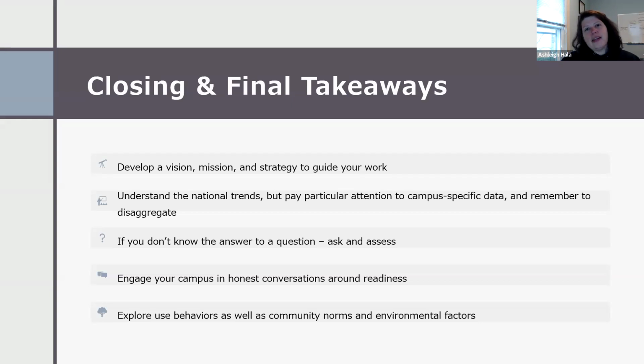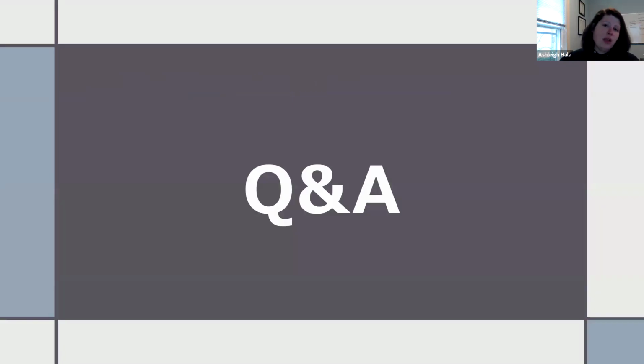Talk to your campus about readiness. I've definitely seen communities where the folks in roles like ours are super ready. Like, let's press the gas pedal, let's go. And others are not, and so it creates some tension. So engage around readiness. And then a couple of things we should balance when we think about those strategies coming into play are certainly personal use behaviors, community norms, and then those environmental factors as well.